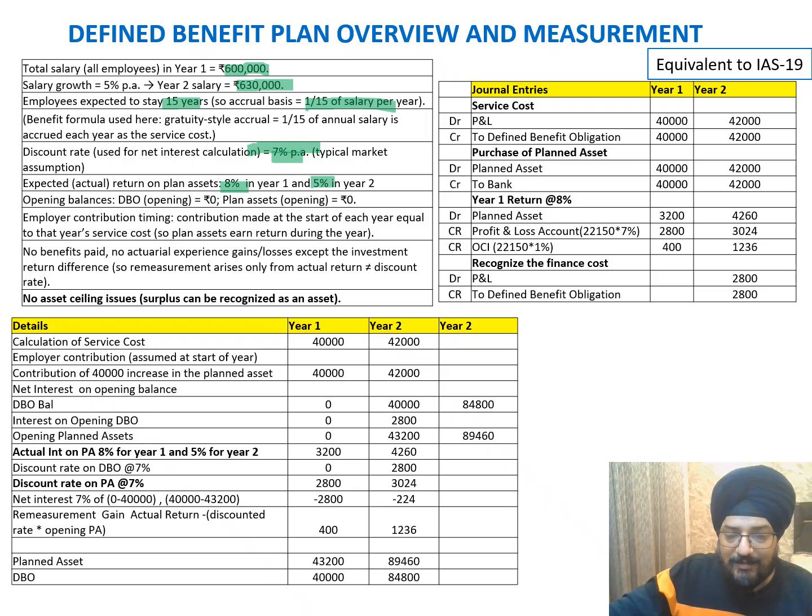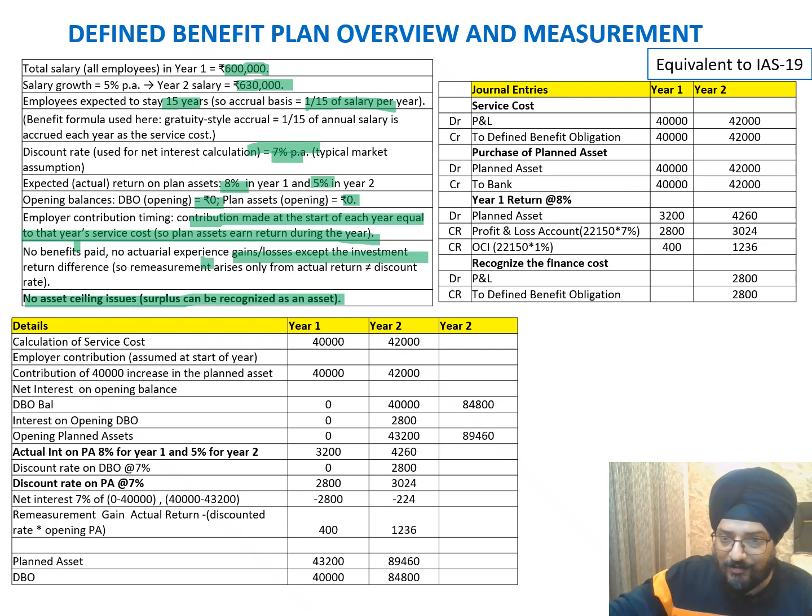Because this is the first year, there is no opening defined benefit obligation and there is no plan asset. But the assumption is that the employer contribution is made at the start of each year, so that we can have the plan asset. We can earn the interest on the plan asset for the first year. So no benefit is paid, no actual experience gain or loss on the investment, no asset ceiling assumed.